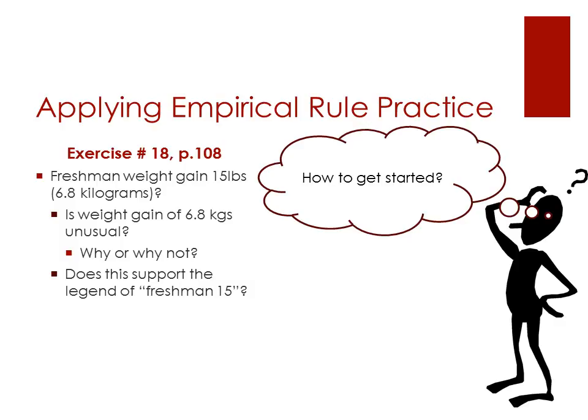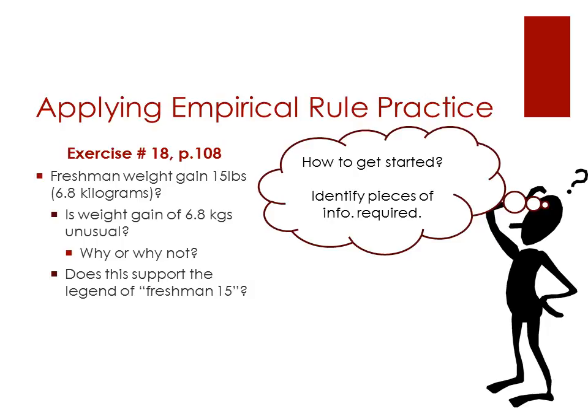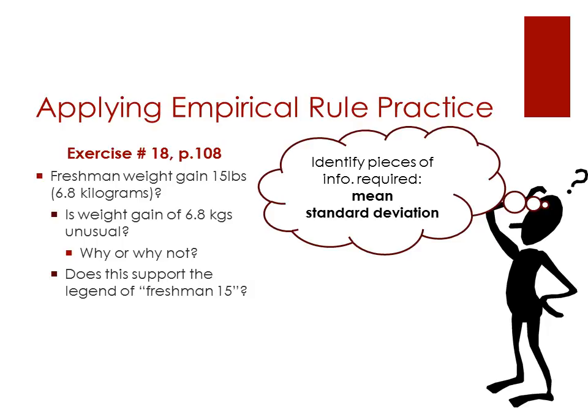So again, how do we get started with this? The first step is to go through and identify the pieces of information you require. Take a moment to look at this and think, what information do you need to solve this problem? Well, you're going to need to know your mean and your standard deviation, because we have to have those in order to make predictions about what the 2 standard deviation boundary is going to be. So we need that to decide if something is unusual or not.